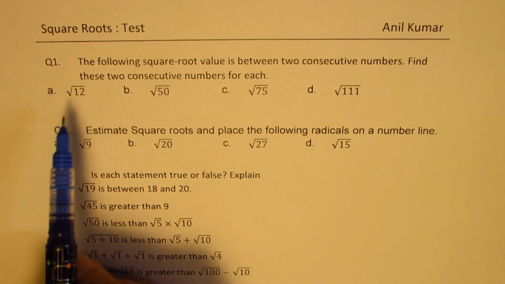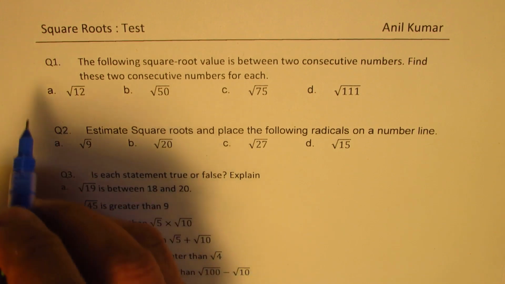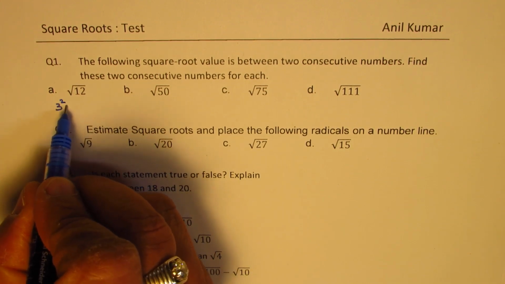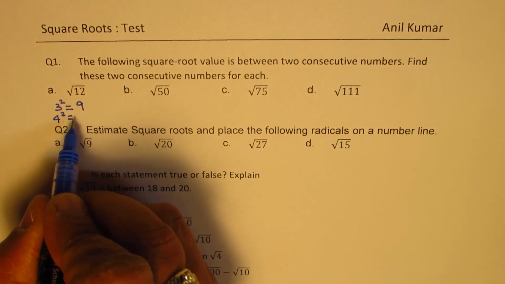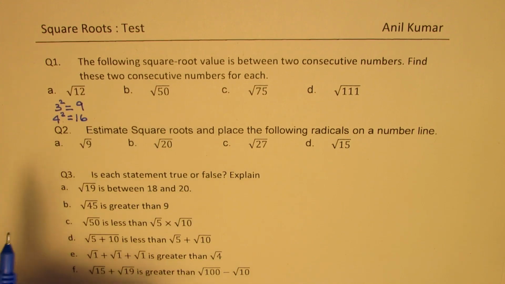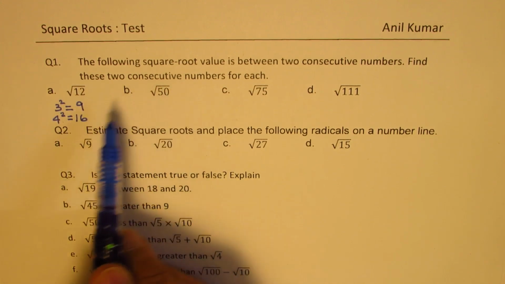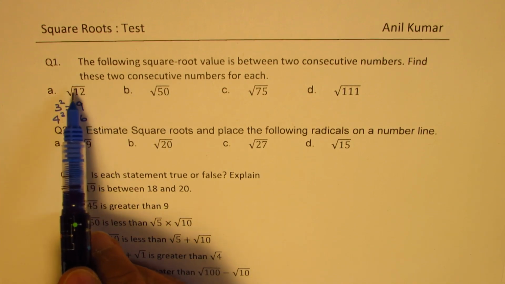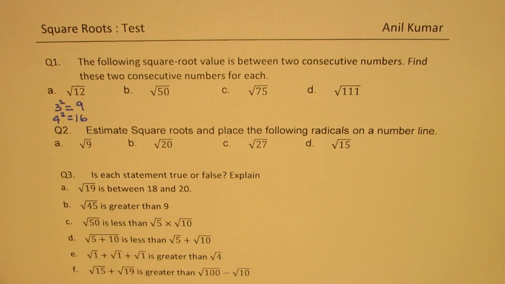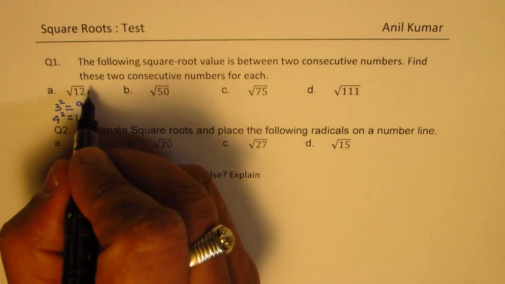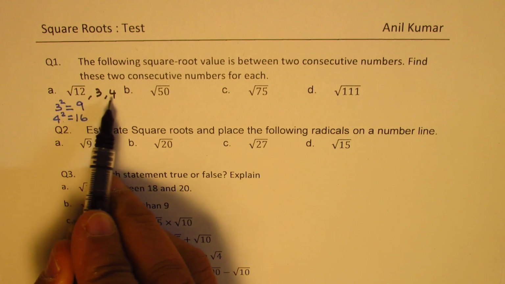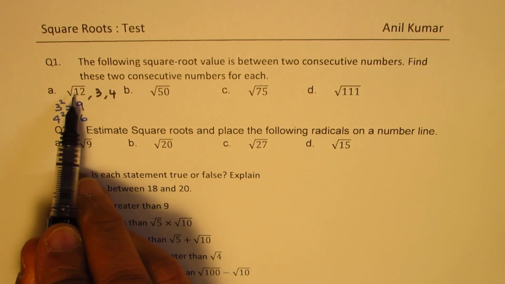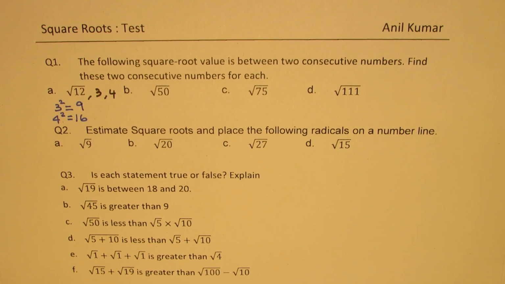The very first one is square root of 12. We know that 3 square is basically 9 and 4 square is 16, and therefore the 2 consecutive numbers where this square root 12 value should fall are 3 and 4. Do you understand? So the answer for this will be 3 and 4. These are the 2 numbers between which square root 12 will fall. That is how you're going to figure it out.